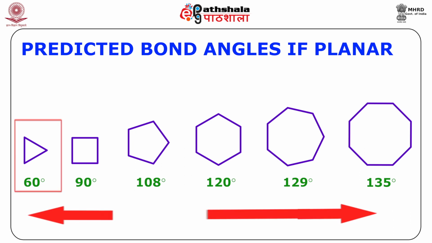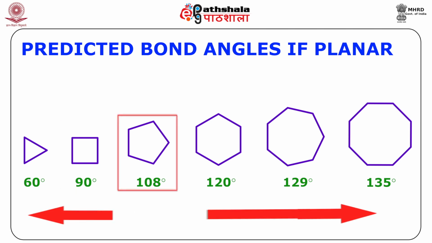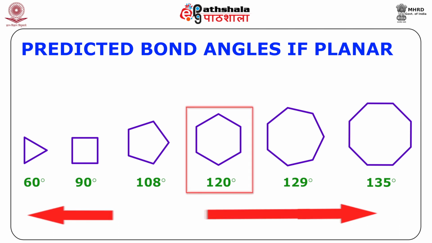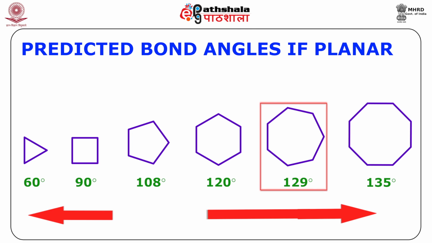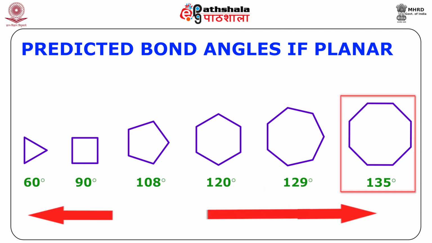Cyclopropane has an internal angle of 60 degrees which is much away from the regular tetrahedral angle, then 90 degrees for cyclobutane, 108 for cyclopentane which has the minimum deviation from the regular tetrahedral angle, then 120 for cyclohexane, 129 for cycloheptane and 135 for cyclooctane, and so on. The deviation is increasing further.